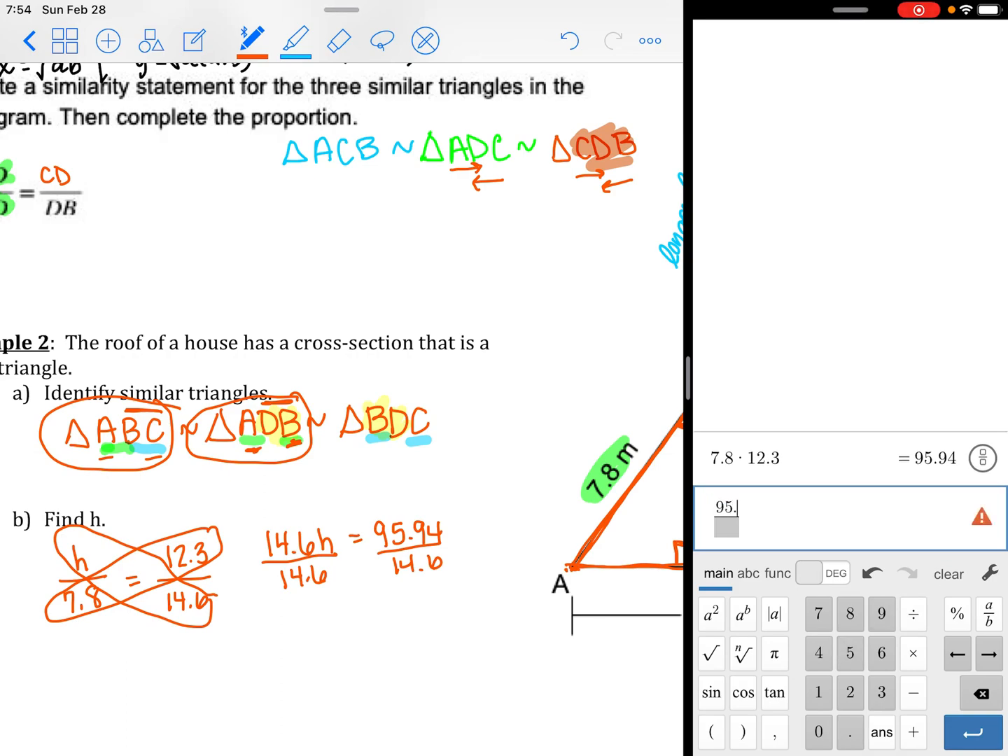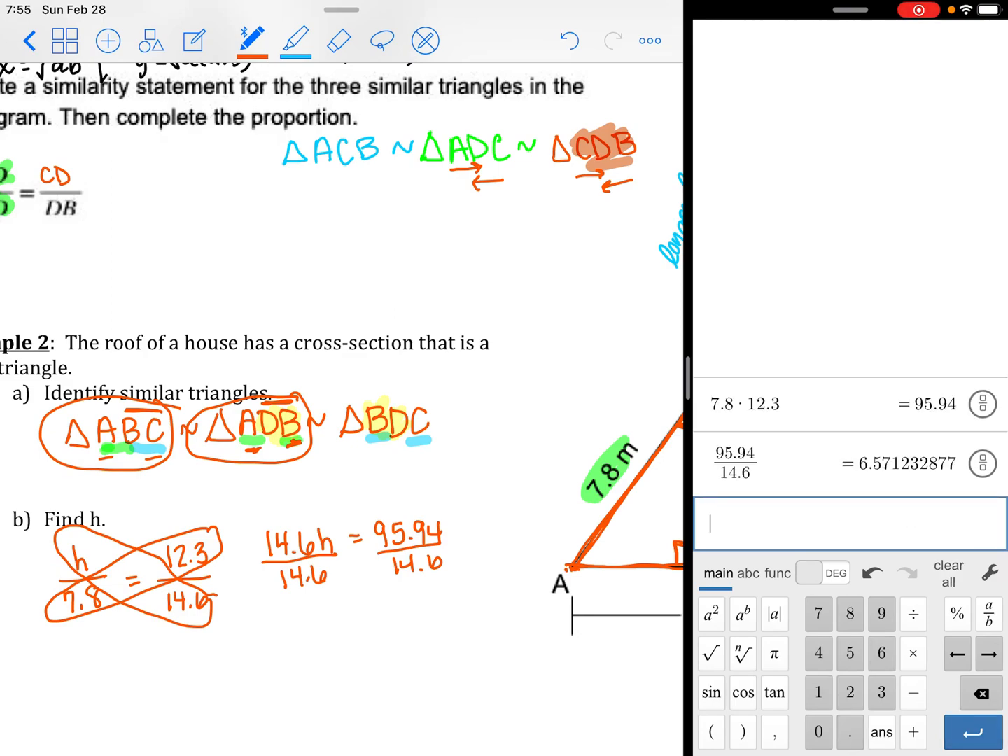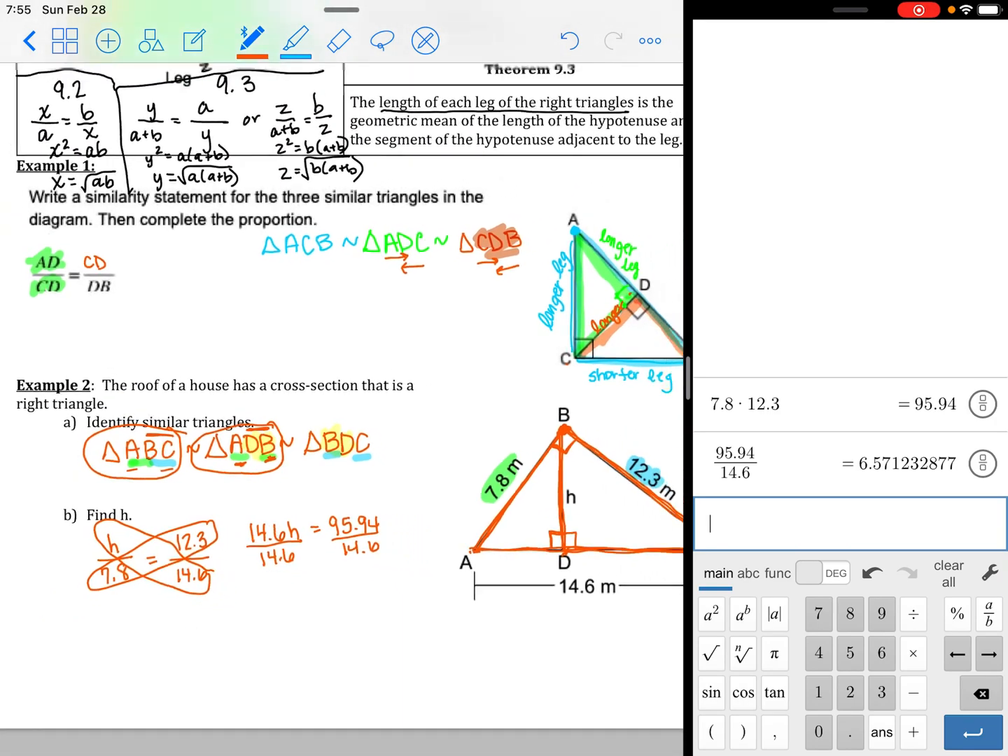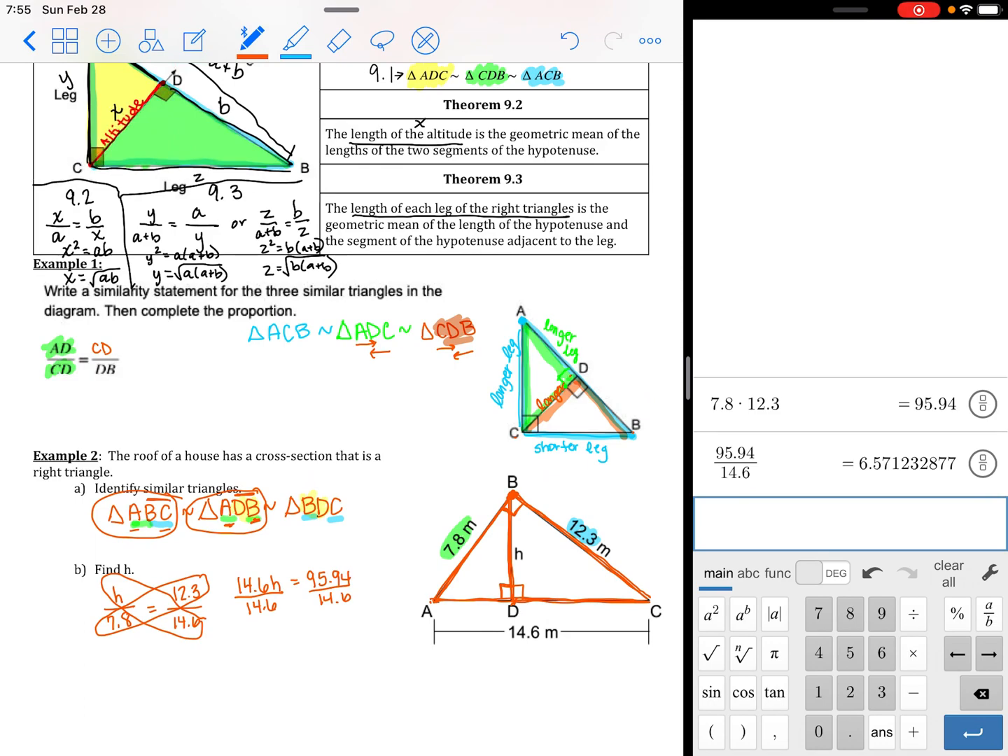So 95.94 divided by 14.6. That's not a super nice decimal, but I'm going to take my lead from these. All of these are measured to the tenths place. So I'm going to round this one to the tenths place. So H will be, I'm going to say approximately, since I'm rounding, approximately 6.6 meters.